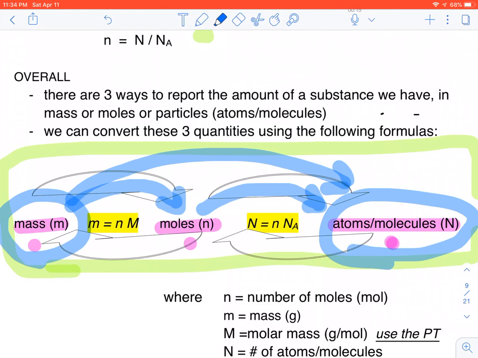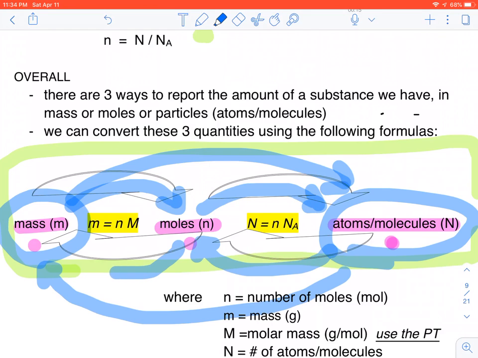Or vice versa. If I'm trying to figure out how much mass I have given a certain number of particles, I can't do this, right? I can't jump from big N to little m. What I can do is use big N to calculate little n, number of moles. Then I can use number of moles to calculate the mass.